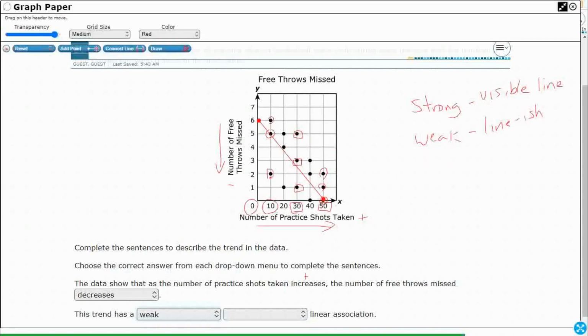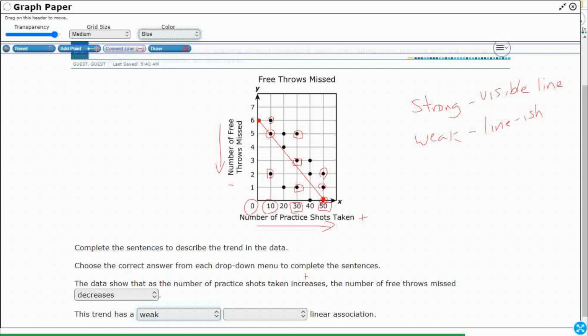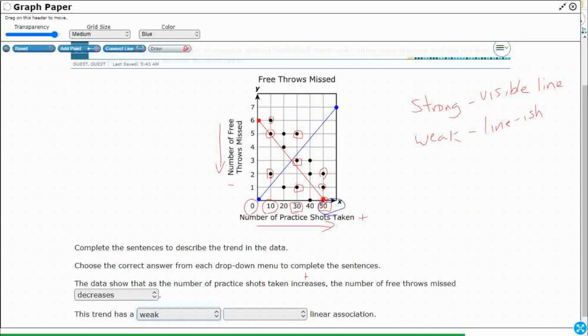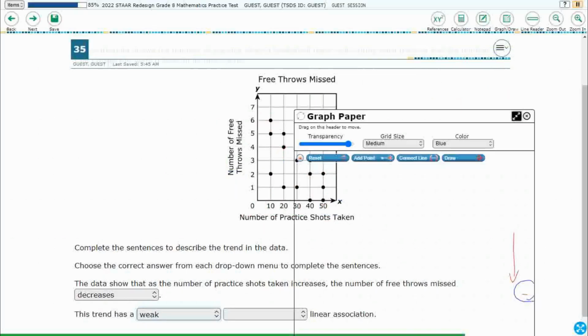And then we need a positive or negative. Okay. So this is going to be a negative because as one moves over, the other one moves down, right? A positive would look like this. Positive would be more like this, right? As one increases, the other increases. This is a negative because as my number of practice shots increases, the number of free throws missed decreases. So that's a negative association. And those are our answers.